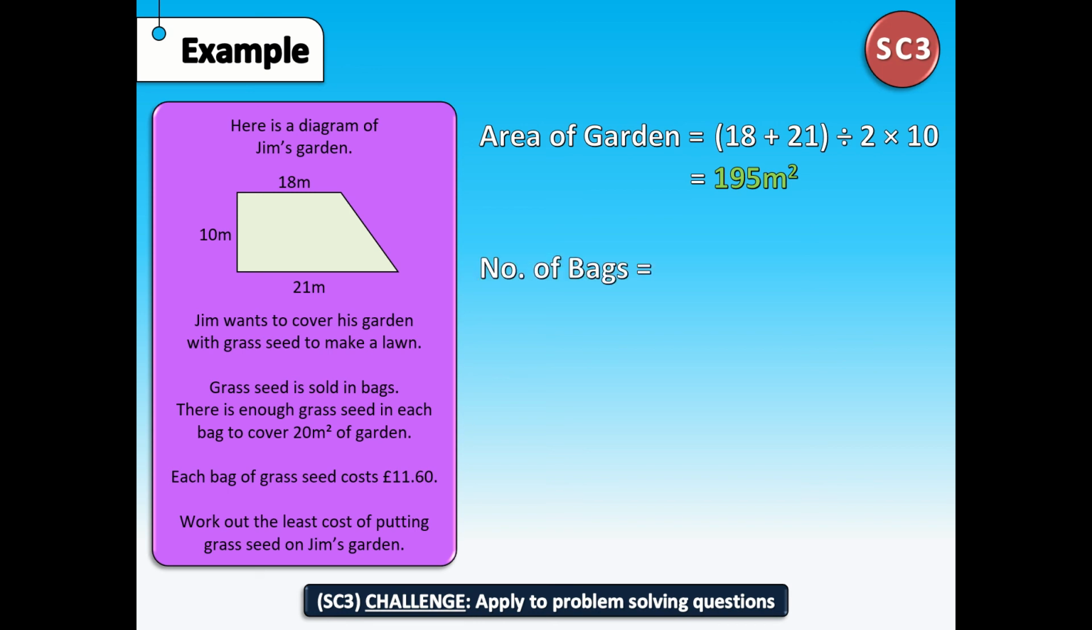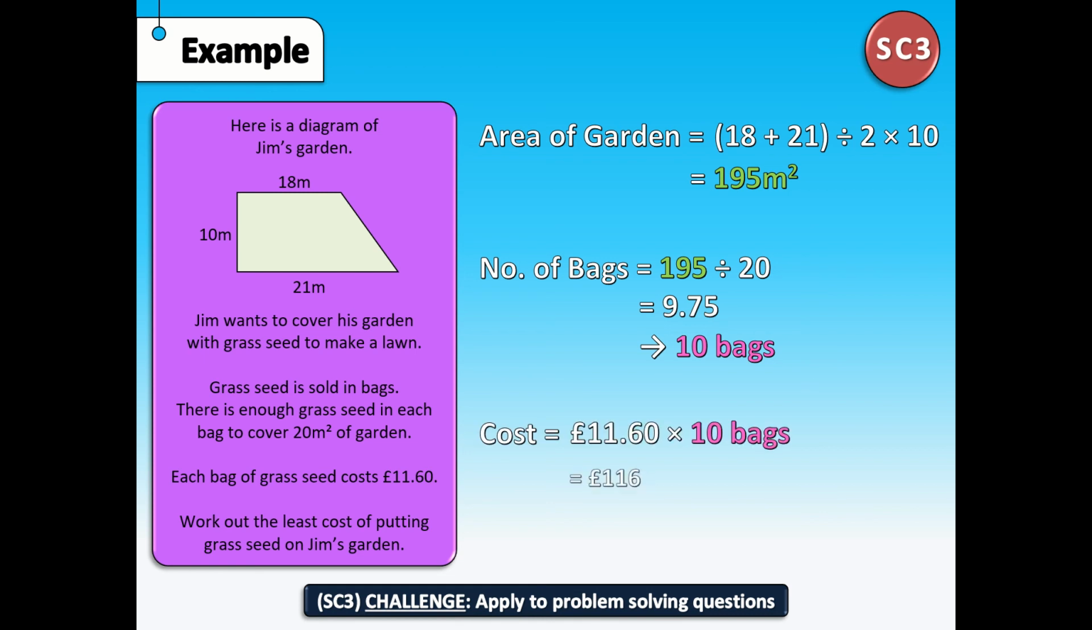Now we need to find out how many bags we need. And each bag covers 20 square meters. So we divide the area of the garden by 20, which is 9.75. So we round that up, and we're going to need 10 bags. Now each bag of grass seed costs £11.60. So the total cost will be £116.